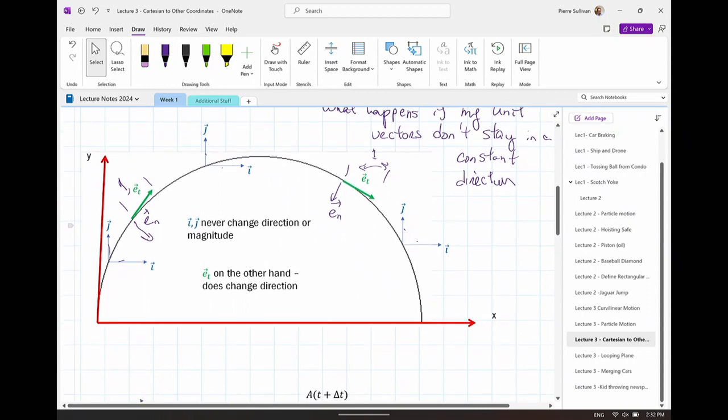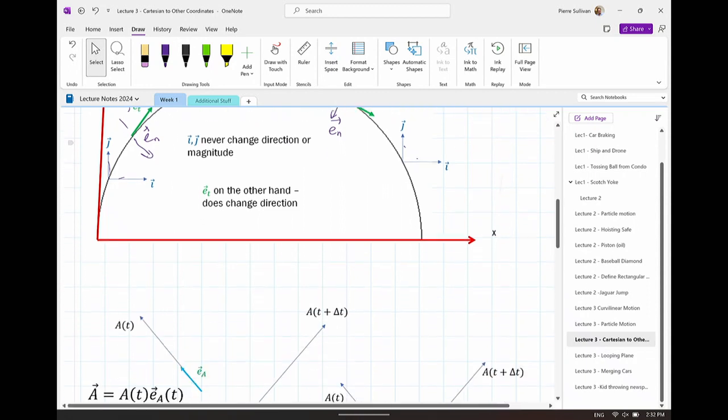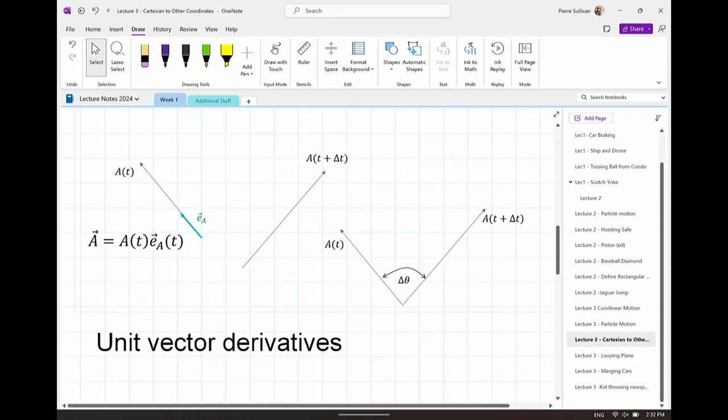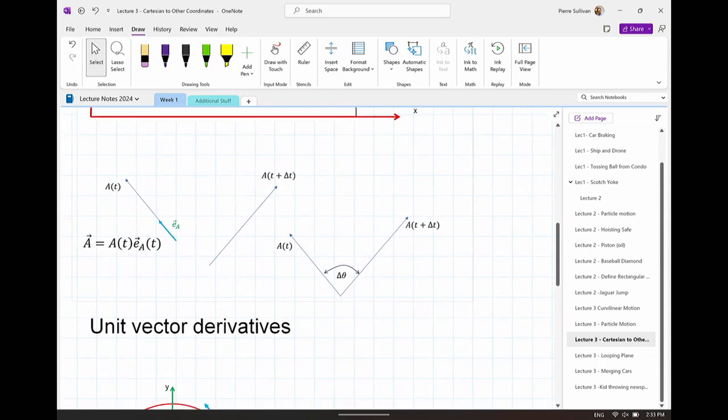If my unit vectors don't change direction, then my derivatives with respect to time are 0. If my unit vectors do change direction, then they do have a derivative with respect to time. So let's consider this case. I have two vectors, a of t and a of t plus delta t, and they're separated by an angle of delta theta.